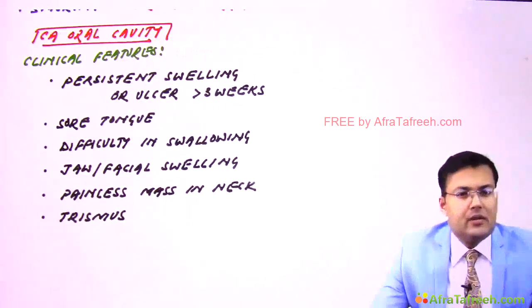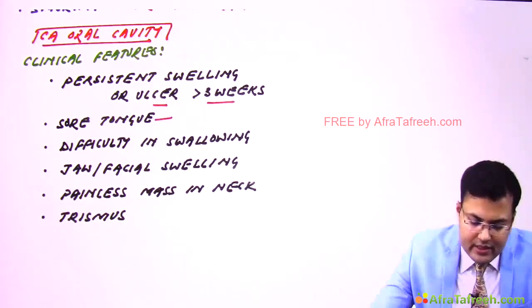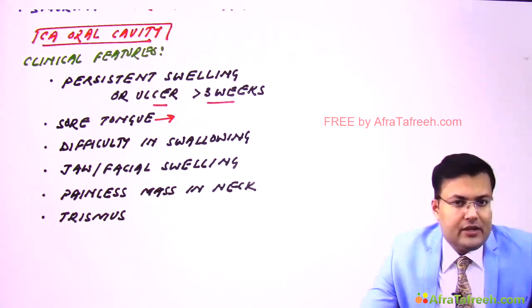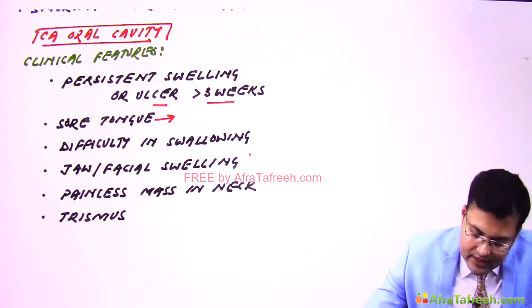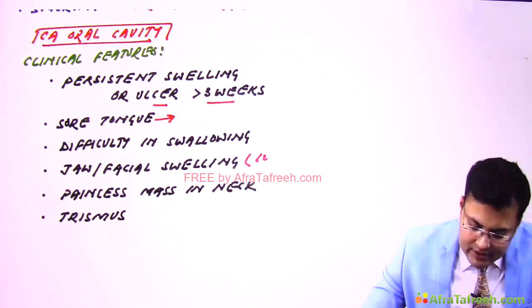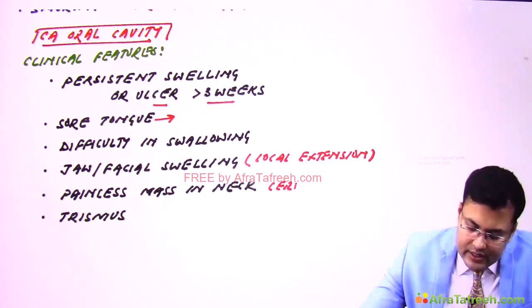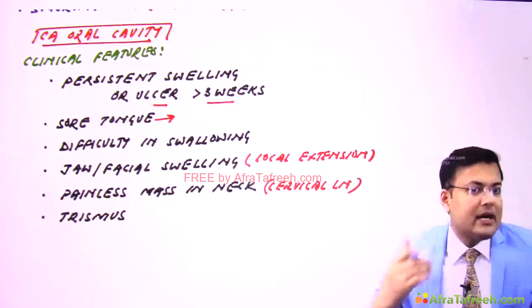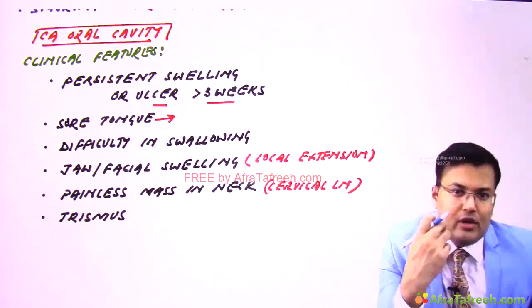These patients come to us with persistent swelling or ulcer. Generally the duration is more than 3 weeks. There is sore tongue. They give the history of not tolerating hot and spicy food. There is difficulty in swallowing. Jaw or facial swelling occurs because of local extension of tumor. And when there is involvement of cervical lymph nodes, these patients have painless mass in the neck, and they give a history of restricted mouth opening or trismus.